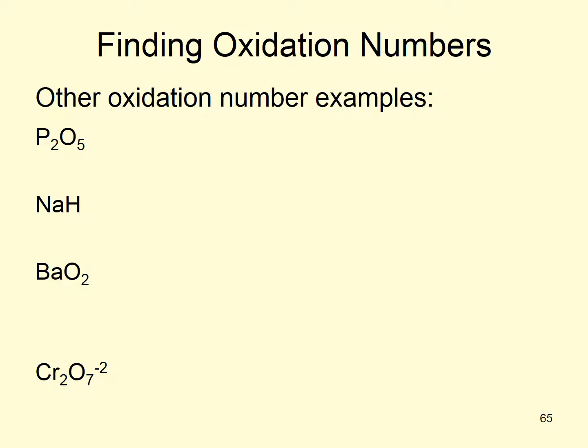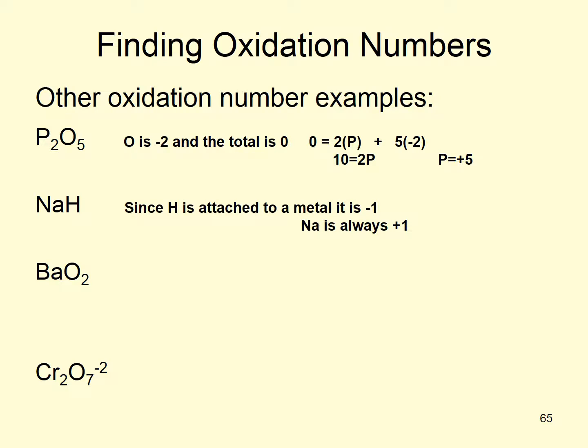All right, a few other examples. P2O5. Well, with nothing else to go on, we'd start with the oxygen rule that says that oxygen is a -2, so overall that's a -10. So in order for phosphorus to balance that, you have to have a +10, so each one has to be a +5. NaH, Na in any compound is a +1, and H's rule says that if it's with a metal, it's a -1. So H is a -1 and Na is a +1.